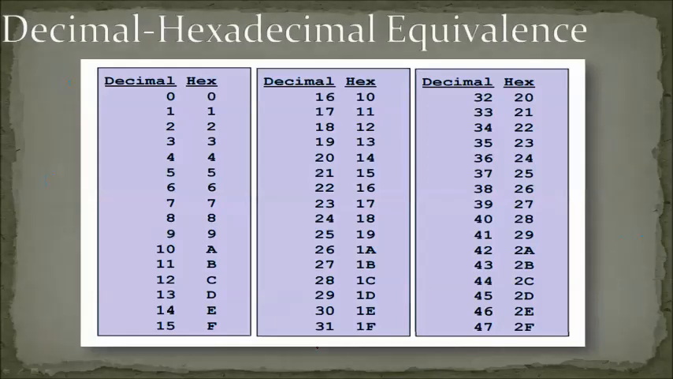Let's look into the decimal and hexadecimal equivalence. Here again the same scenario, 0, 0 only. Till 9 there is no change at all, so whatever value is there in decimal, hexadecimal also has the same value. Then from 10 onwards the value changes: A is 10, B is 11, C is 12, D is 13, E is 14, F is 15. Till this only we have hexadecimal single-digit values.